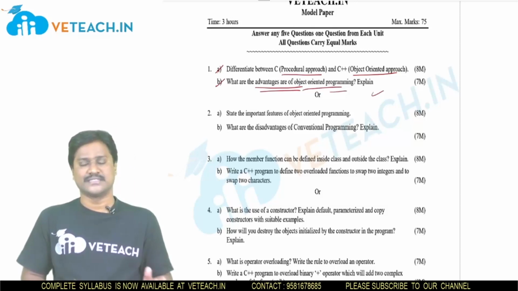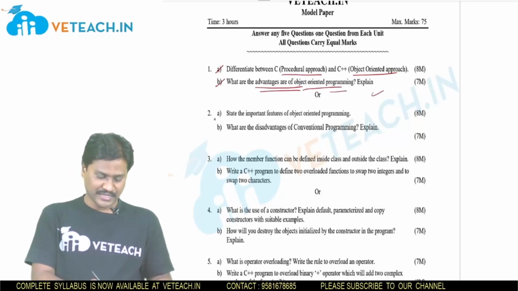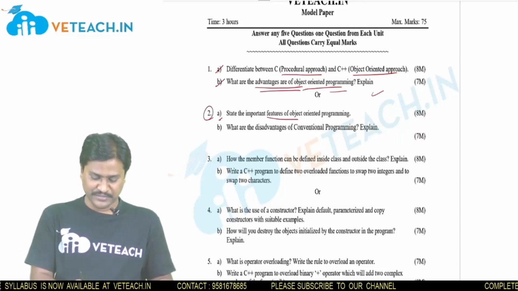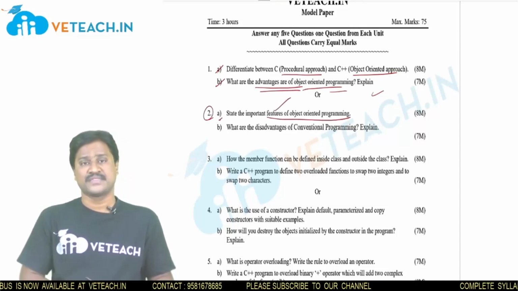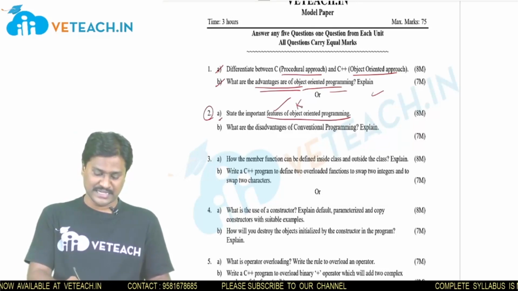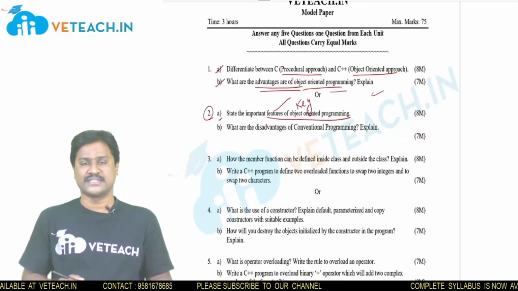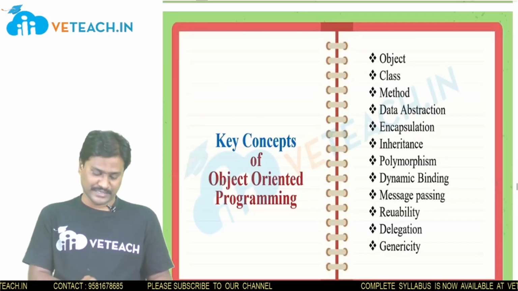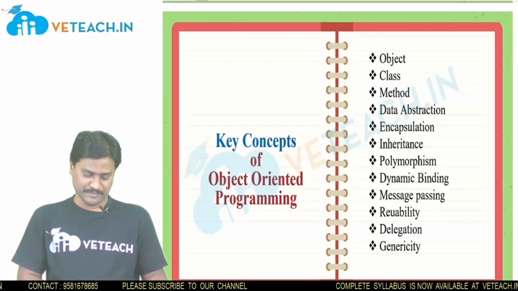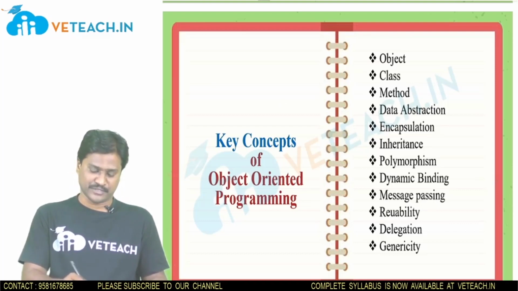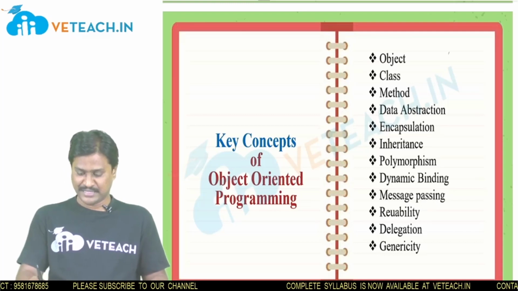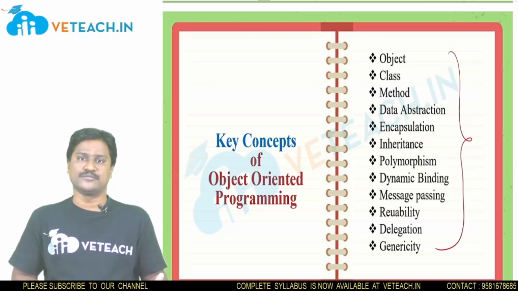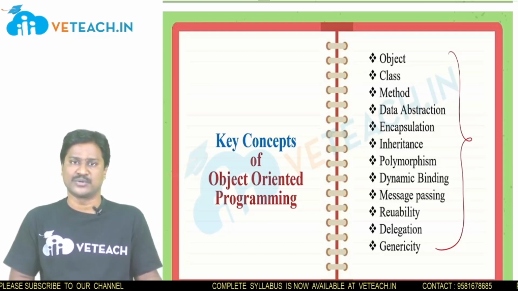Next, coming to the second question from unit 1, another important part of unit 1 is the important features of object oriented programming. These features are also called key concepts, and we are going to see these key concepts one by one. The key concepts of object oriented programming are called the features of object oriented programming, and these are the important key concepts we should be aware of before working with object oriented programming designs.